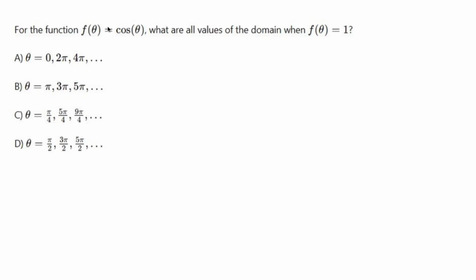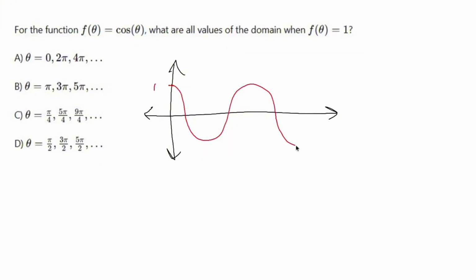For the function f of theta equals cos theta, what are all values of the domain when f of theta equals 1? Let's look at this from a graphical point of view. So let's draw out cos theta. All right, cos theta starts up here at 1, and then bottoms out, reappears, bottoms out, reappears. It bottoms out at negative 1, and it has a period of 2 pi. So the next one would be 2 pi, then 4 pi, and so on and so forth.